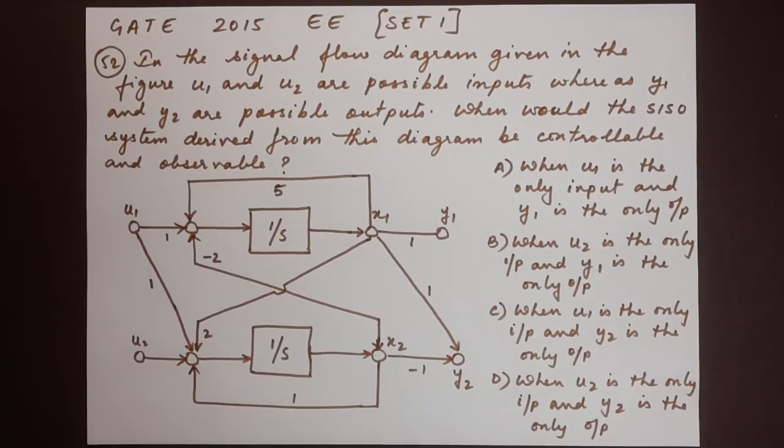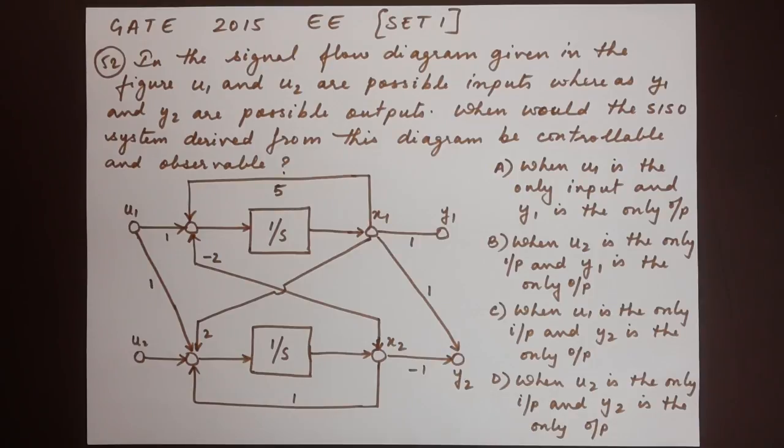Here's the next question, number 52. In the signal flow diagram given in the figure, U1 and U2 are possible inputs, whereas Y1 and Y2 are possible outputs. When would the SISO system, that is, the single input, single output system, derived from this diagram be controllable and observable? Two aspects here, controllable and observable. We will have to take into consideration the entire system and see for what inputs and for what outputs would the system be controllable and observable.